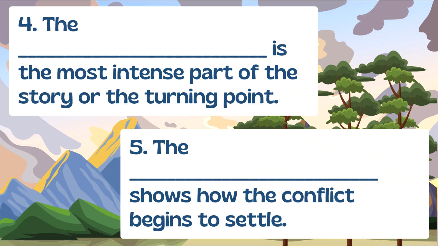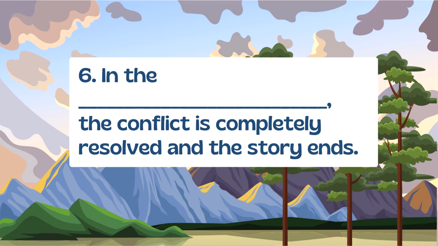4, the blank is the most intense part of the story or the turning point of the story. That's the climax. 5, the blank shows how the conflict begins to settle. This is now the falling action. And 6, in the blank, the conflict is completely resolved and the story ends. This is now your resolution.